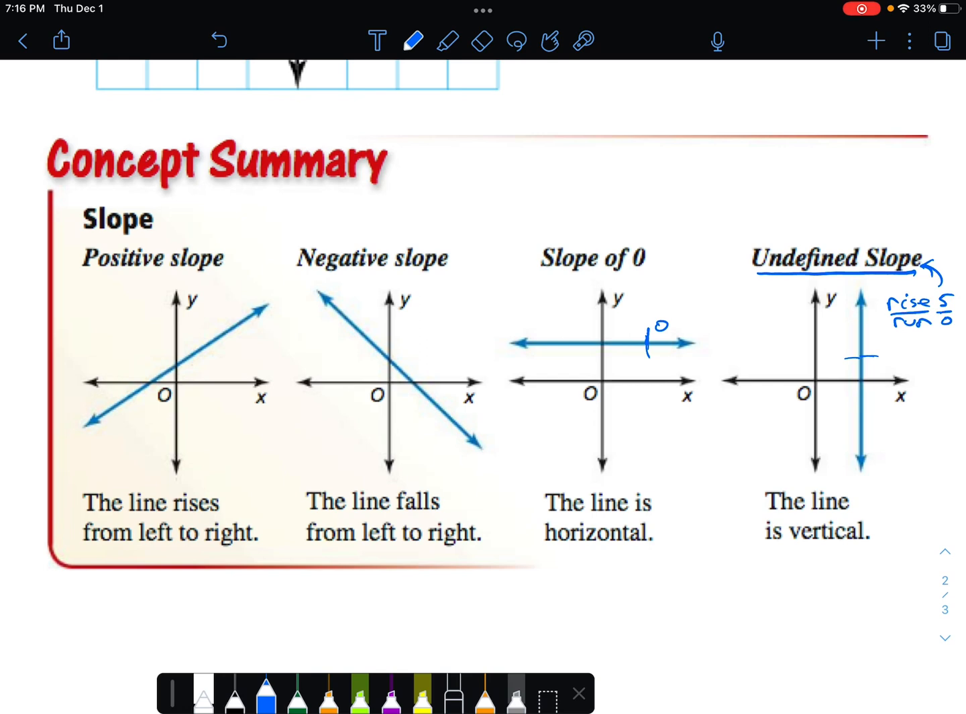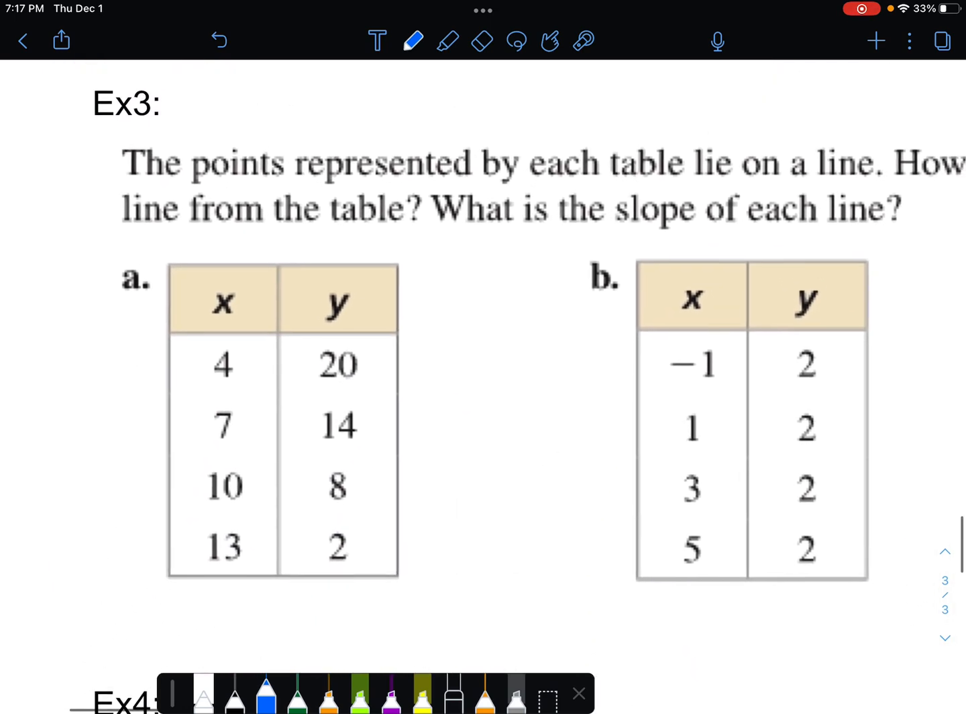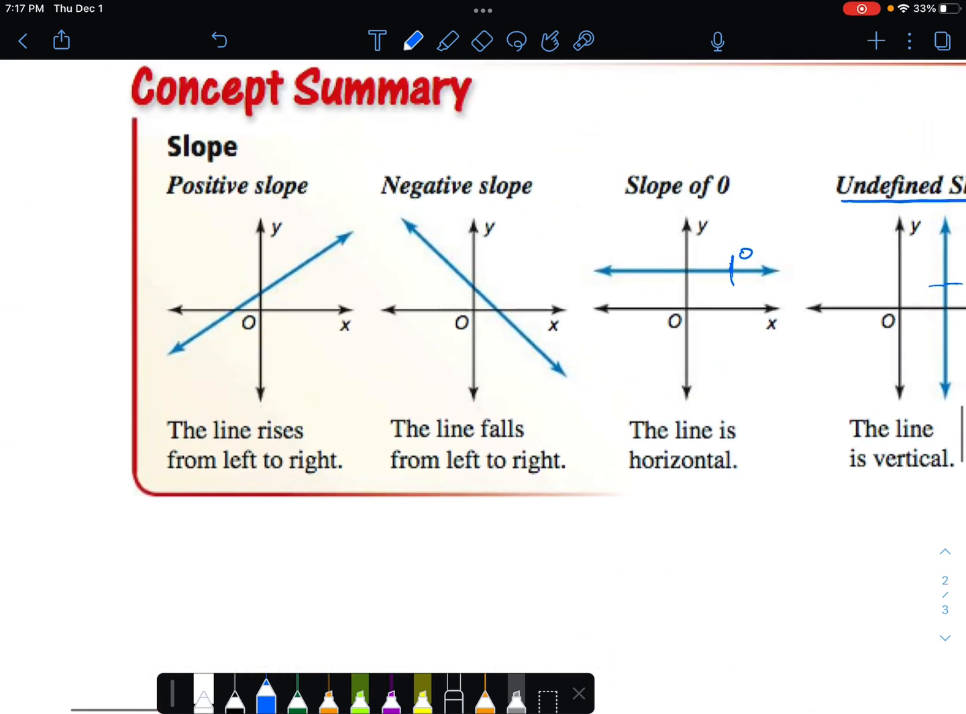All right, so I hope that helps you do your homework tonight. I'm going to include a separate video, if you find you're able to get through these homework questions, part 2, where we get more into tables and how we can also look at slope from a table. Okay, have a nice day.